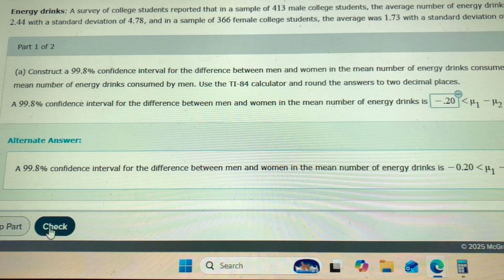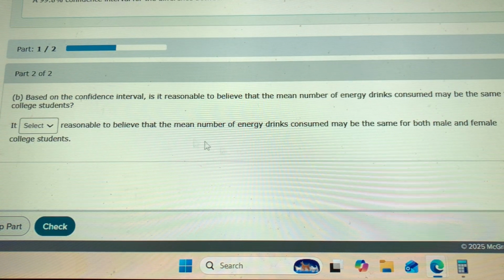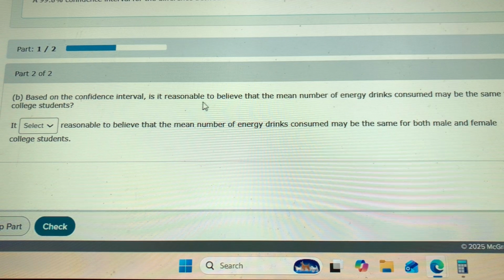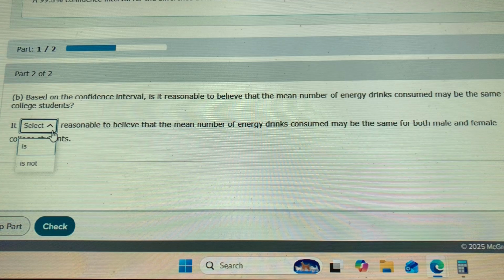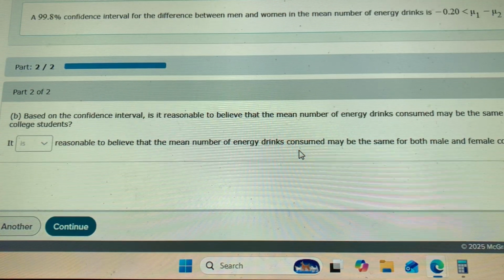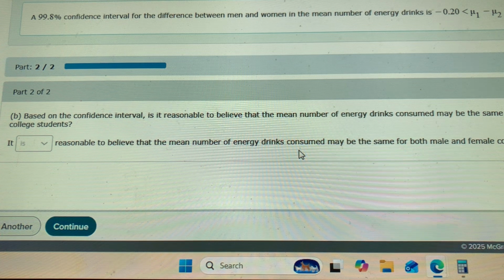So if you take the men's average minus the women's average, if the answer to that would be 0, then that would mean the two groups are equal to each other. And since 0's in this interval, then it's a possibility that they could be equal. Based on this confidence interval, is it reasonable to believe that the mean number of energy drinks consumed may be the same? See, based on this confidence interval, it may be the same. That is true, actually. It could be the same because 0's in there. It is reasonable to believe that it could be the same for both because 0's in the interval. And when a difference is 0, you only get a difference of 0 when both numbers you're subtracting are the same.